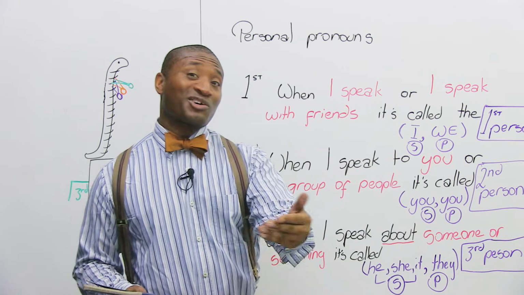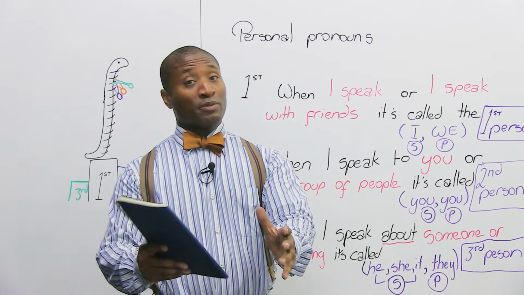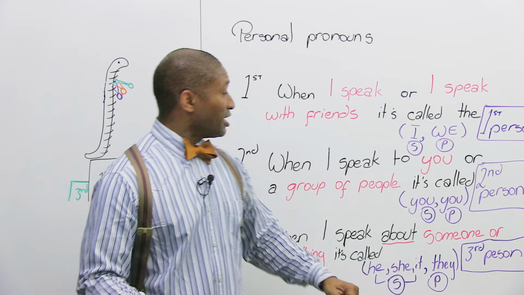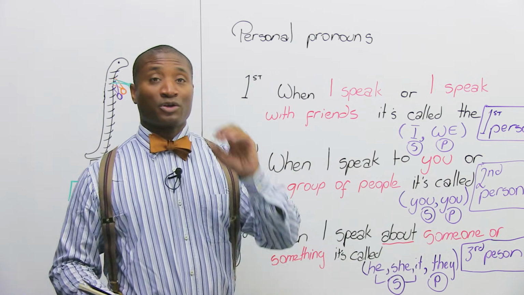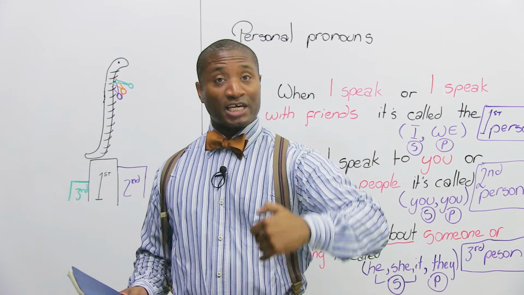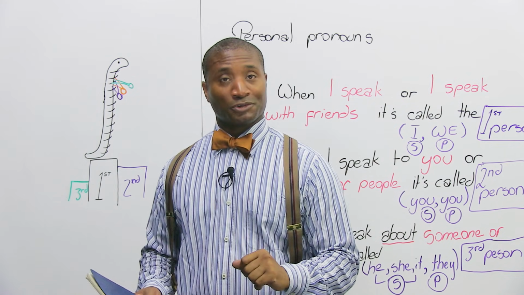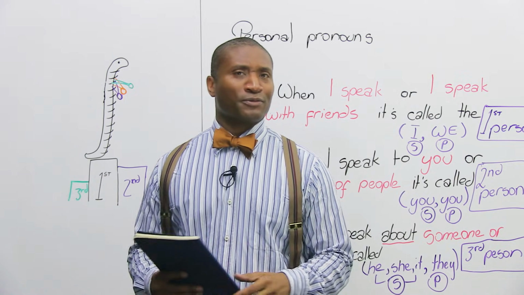The second person in the conversation, you might say. It could be one person or a group of people. And in this case, we use the same pronoun, you and you, to talk about you. I'm directing my speech directly to you. Good? All right. Let's do the third person.